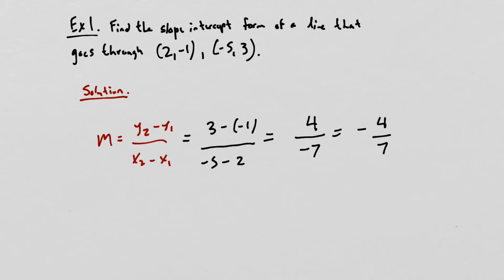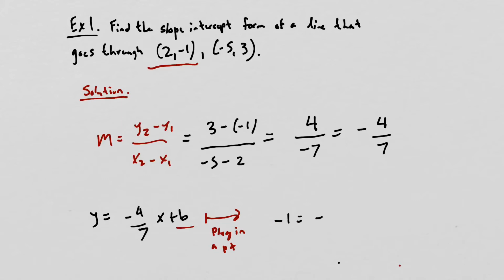Plugging this into the equation, we're going to get y is equal to negative 4 divided by 7 x plus b. So we need to find our y-intercept, and to do that, we know both of these points lie on this line. So if we plug one of these points in, we can go ahead and solve for b. So let's go ahead and plug in the point 2, negative 1. Y then is going to be negative 1 is equal to negative 4 divided by 7 times 2 plus b.